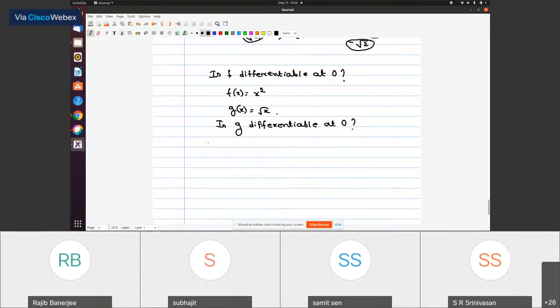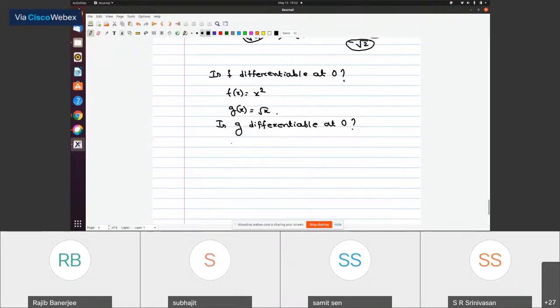It is a vertical line. I'm trying to recollect the lecture. The lecture took x to the power of 1 by 3 as an example to show that it is not differentiable at 0. The same applies here, x to the power of 1 by 2. The slope is infinite, so the tangent at 0 is vertical.